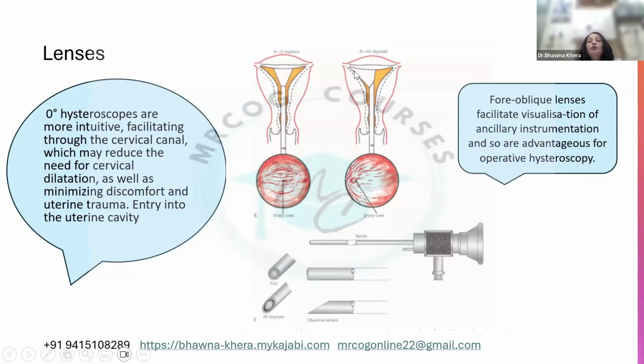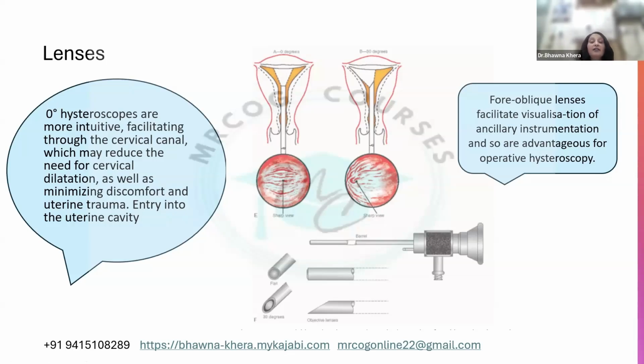So you have a view, but then you can clearly see that particular view and reach up to the corners. And this is important if you are doing the operative one. So 0 degree hysteroscopes are more intuitive, facilitating entry to the cervical canal.